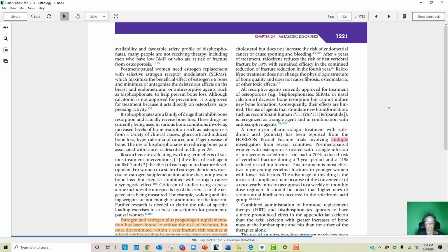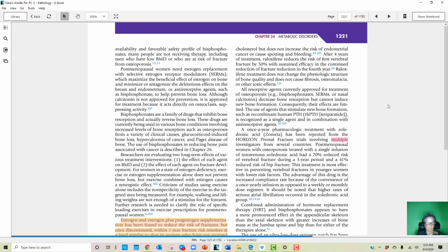Postmenopausal women need estrogen replacement with selective estrogen receptor modulators, SERMs, which maximize the beneficial effect of estrogen on bone and minimize or antagonize the deleterious effects on the breast and endometrium, or anti-resorptive agents, such as bisphosphonate, to help prevent bone loss. Although calcitonin is not approved for prevention, it is approved for treatment because it acts directly on osteoclasts, suppressing activity. Bisphosphonates are a family of drugs that inhibit bone resorption and actually reverse bone loss.